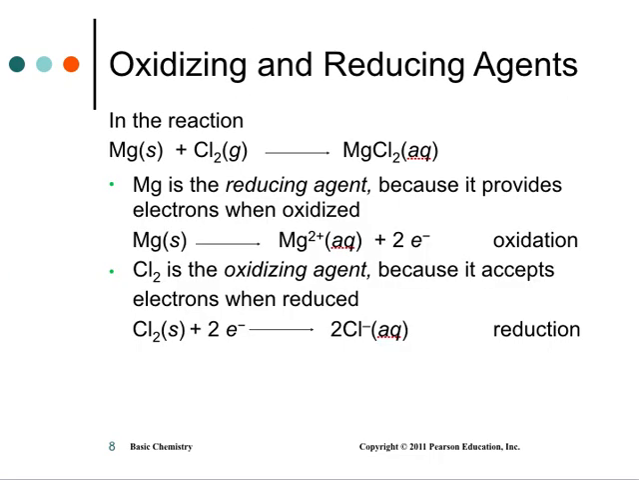Here's another example. Magnesium is 0, right? Because it's not a compound, so it's not positive or negative. It's just an element, so it's 0. Chlorine gas is also 0 because this is a diatomic element. This is a compound because they're acting together. So the first one is positive, the backside is negative. So let's start here. This is 0 and 0.